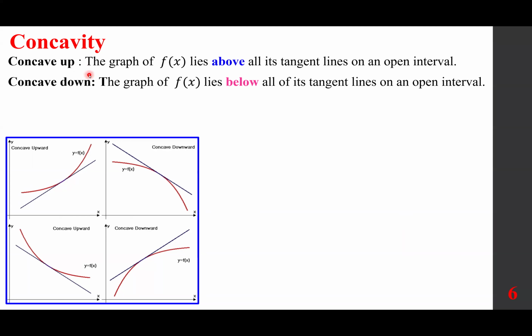We said concave up: the graph of f of x lies above all its tangent lines. Look at this one. It's above the tangent line. It's above the tangent line. On the other hand, concave down: the graph of f of x lies below all of its tangent lines on an open interval, so it's below it.